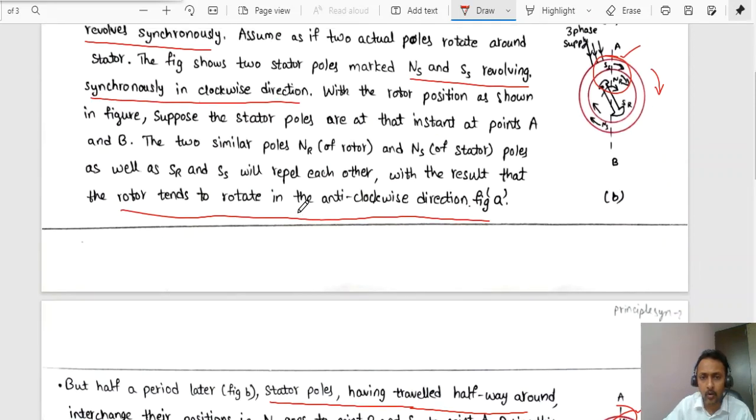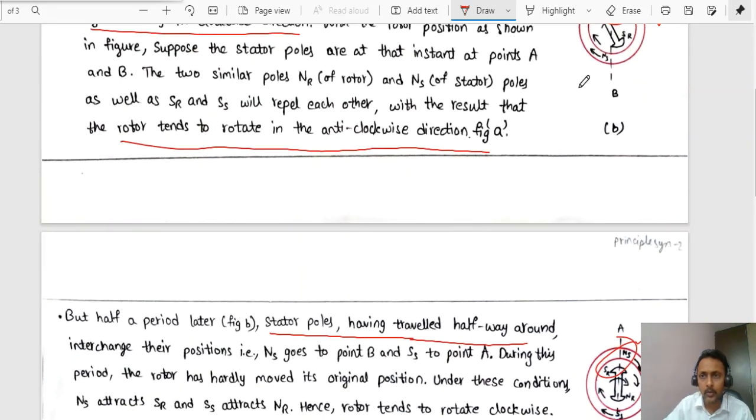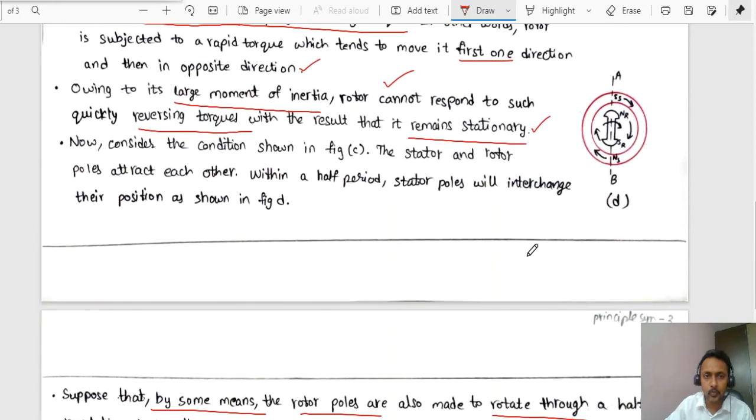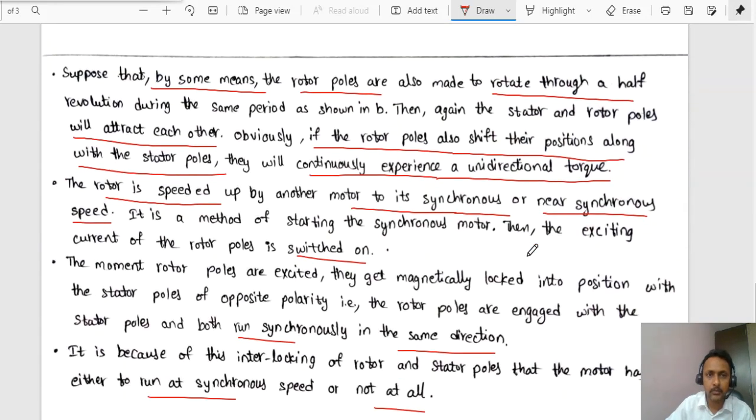Now, how to solve that? What to do? The stator poles are changing very quickly, but the rotor poles are not in a position to rotate at that much speed. So what do we have to do? The thing is, see here, by some external means, if the rotor poles, in this entire discussion, this is the key point, if the rotor poles are also made to rotate through half a revolution during the same period, then what happens? Both stator and rotor poles will attract each other.